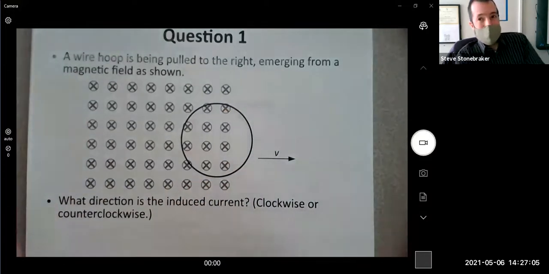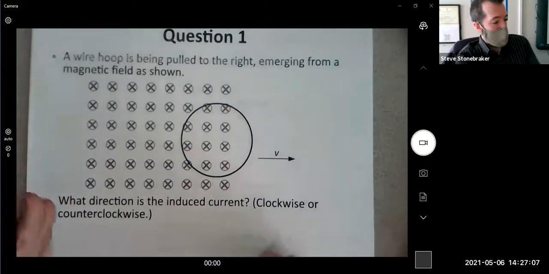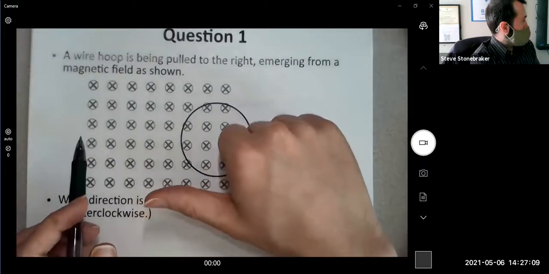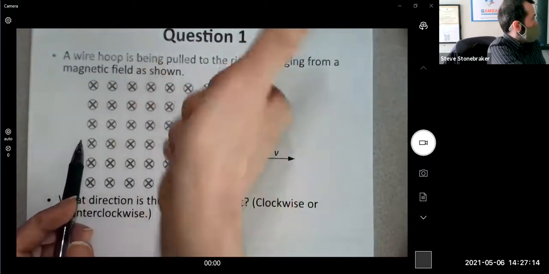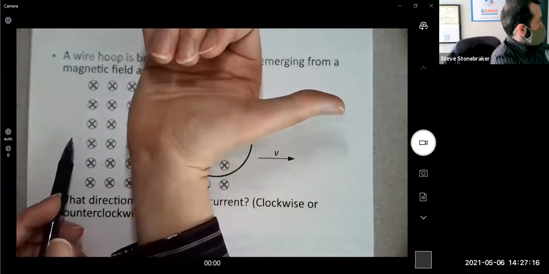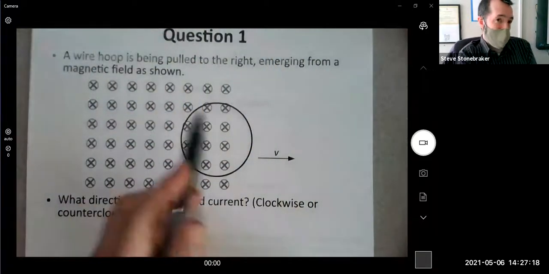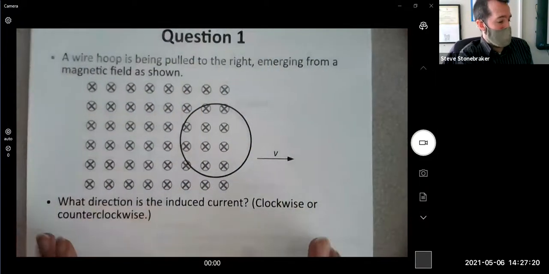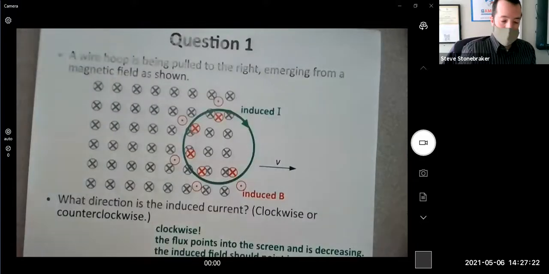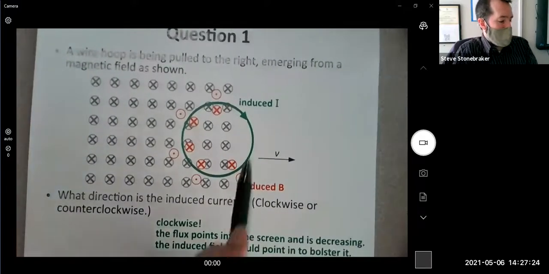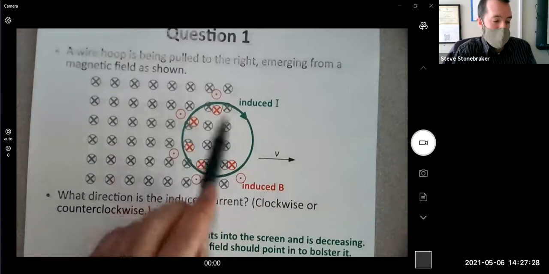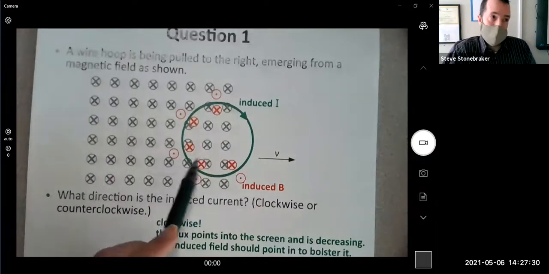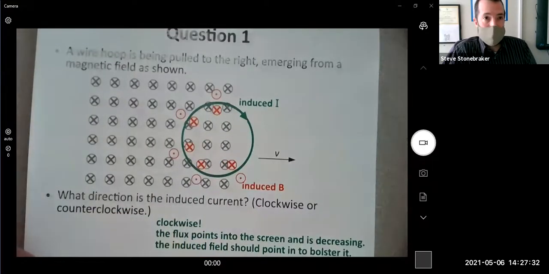But I only really care about the inside, the interior of the loop. So got to go left on the bottom, up on that edge, on the top it has to go to the right. So that is a clockwise current in this case. If the induced current is clockwise, then the induced field makes X's, and that's going to reinforce the weakening flux.